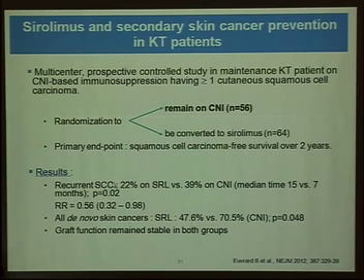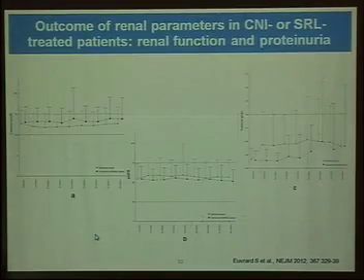And what did we find? We found that recurrent squamous cell carcinoma was 22% on sirolimus as compared to 39% on CNIs. The median time to recurrence was doubled in the sirolimus patients as compared to CNI. So, the conversion from CNI to sirolimus decreased by 44% the risk of recurrence. And the graft function was stable across the study.